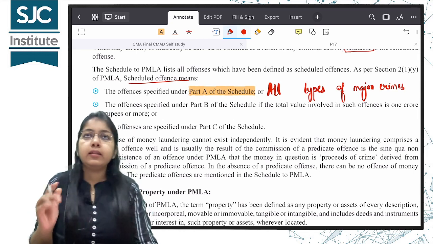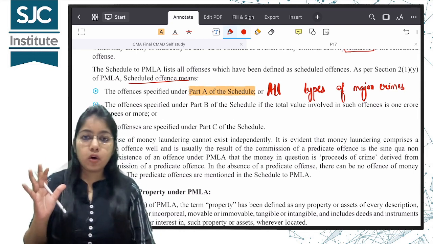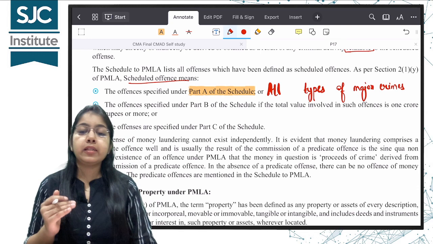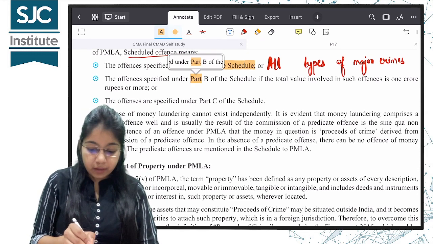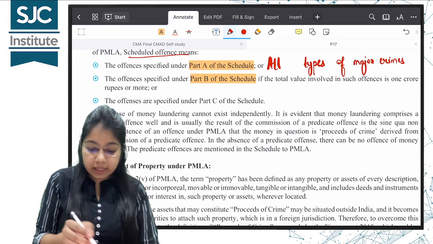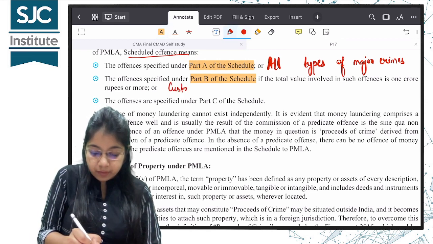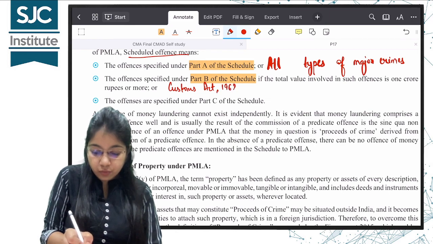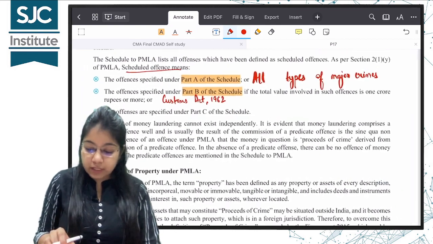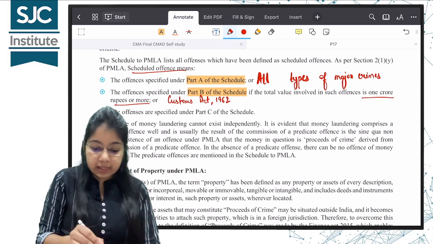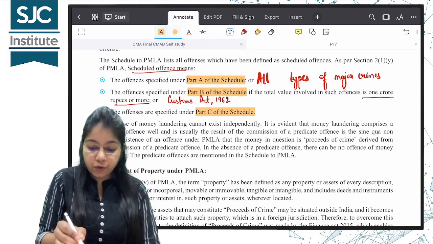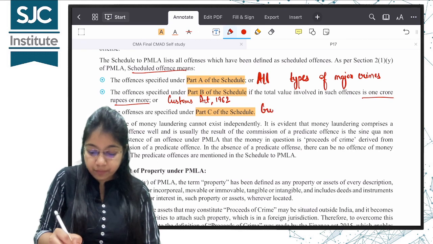There are around, I think, 30 or 31 acts, laws related to which the offenses are listed in part A of the schedule. Then part B of the schedule is related to the Customs Act, 1962, if the total value involved in such offence is 1 crore rupees or more. And part C is related to offences of cross-border implication.